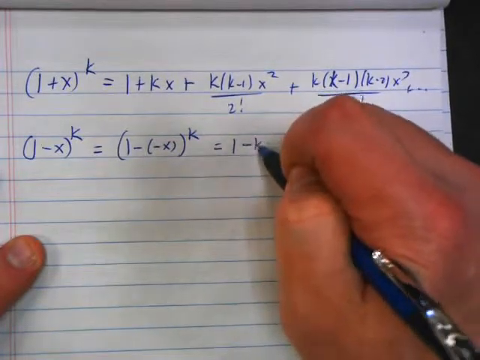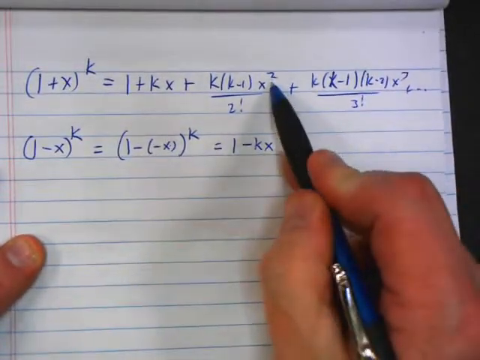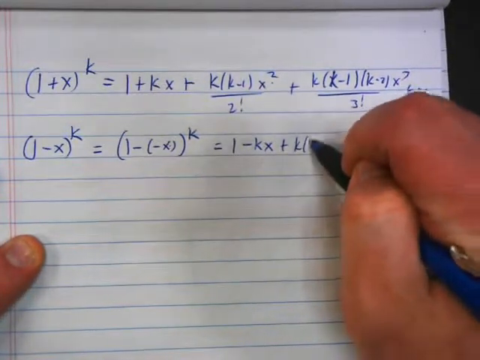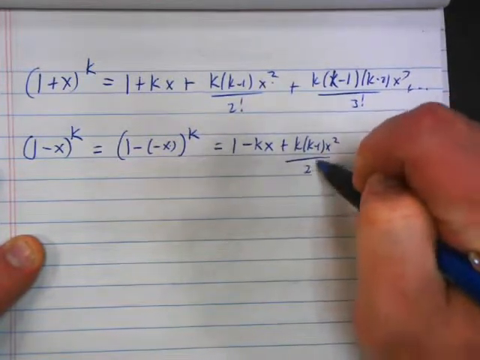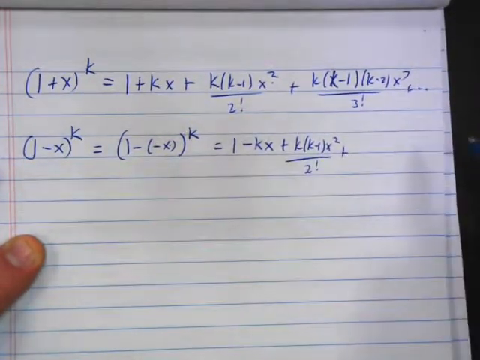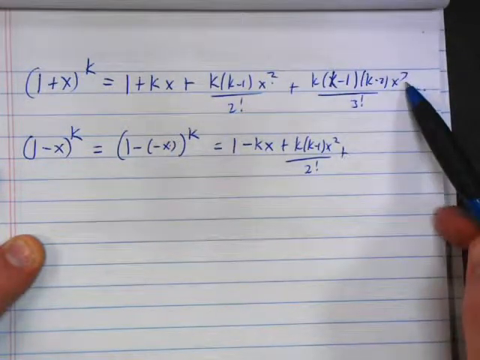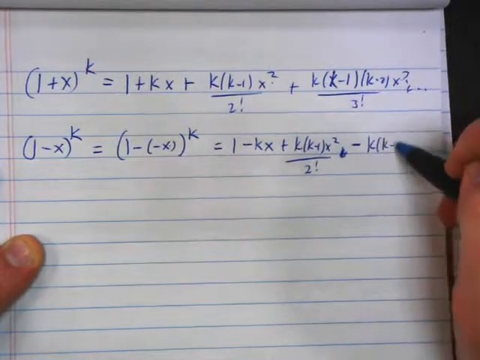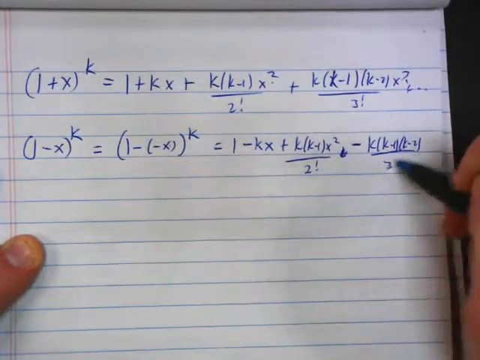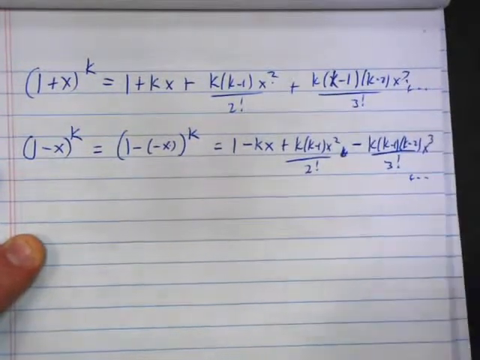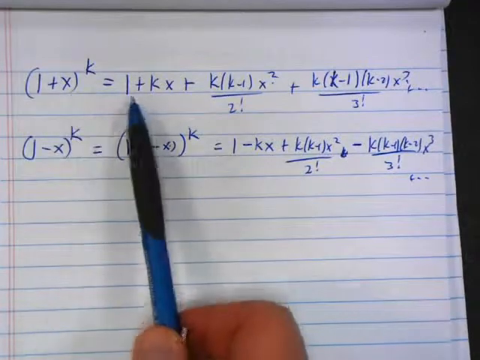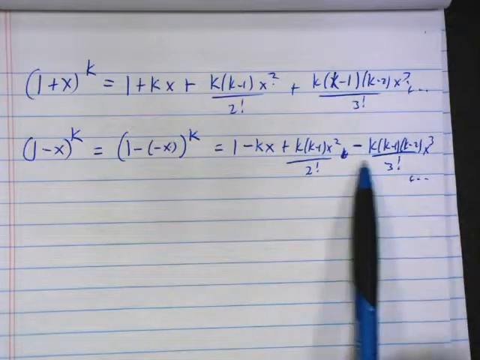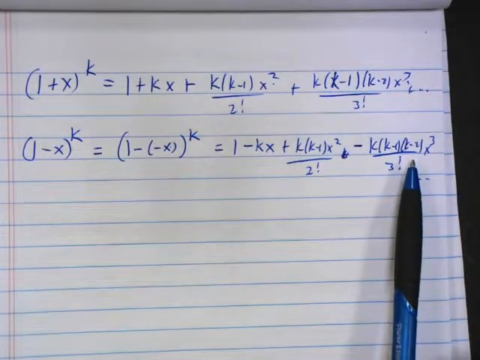So that would be 1 minus kx. Well, what happens when I take negative x and I square it? It becomes positive again, doesn't it? So the next one would be k times k minus 1 x squared over 2 factorial, plus negative x cubed would make it a negative k times k minus 1 times k minus 2 over 3 factorial x cubed, and so on and so forth. So x plus gives me one series, and minus x gives me the exact same series except it's alternating.